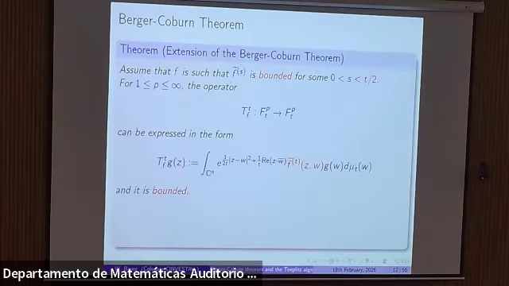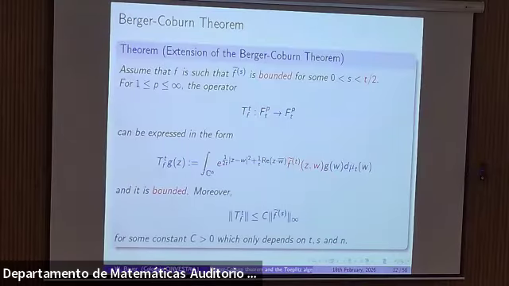If you have a symbol f, which might be unbounded, and if you observe that the heat transform at time s smaller than t/2 is bounded, then the Toeplitz operator with that symbol is bounded. It's expressed in this form here, as we saw, and it's a bounded operator. And you can actually bound it by a constant, which is universal, depends on t, s, and n, and the sup norm of the heat transform at time s. So this is the control of the operator norm by the heat transform for small values of s.